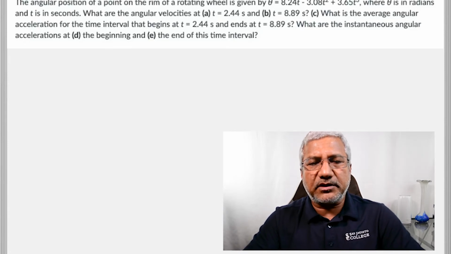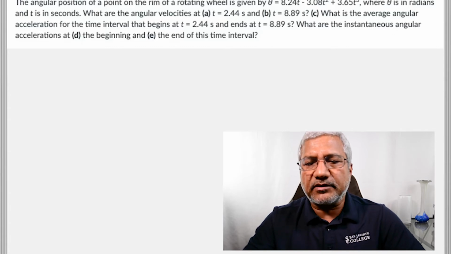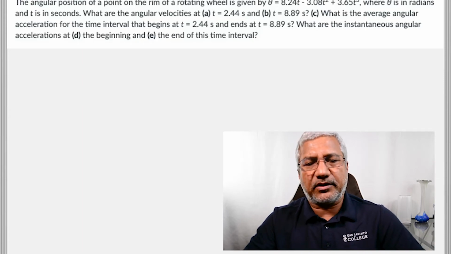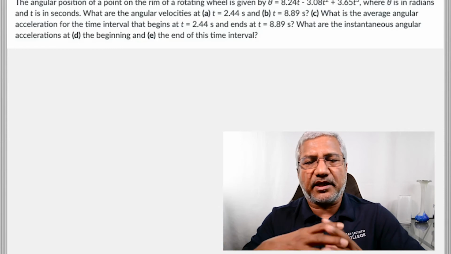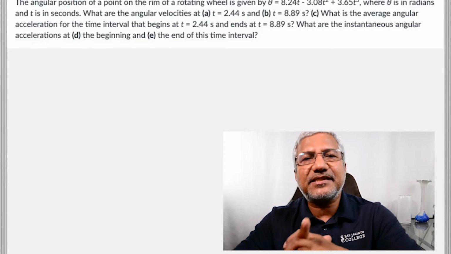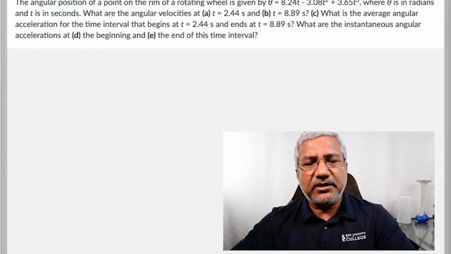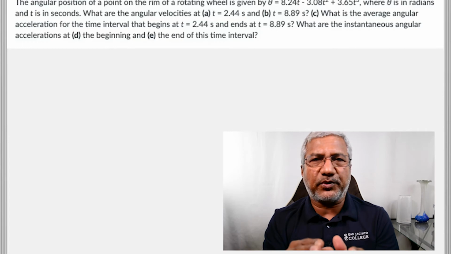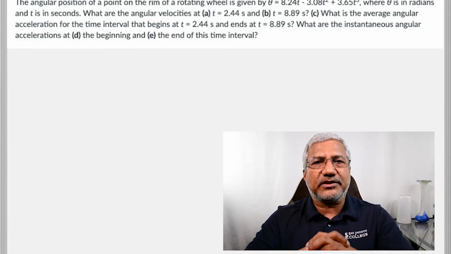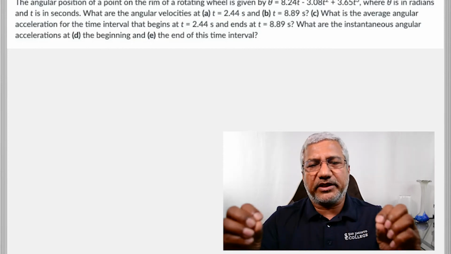So here is problem number 3. The angular position of a point on the rim of a rotating wheel is given by theta is equal to, that's a function, I'm not reading it. So you have theta in terms of t. We have to find the angular velocity, omega, at 2 different times. And then the average angular acceleration and the instantaneous angular acceleration. So I'm doing this problem to show you the difference between the average angular acceleration and the instantaneous angular acceleration. That is the main purpose of working this problem out.